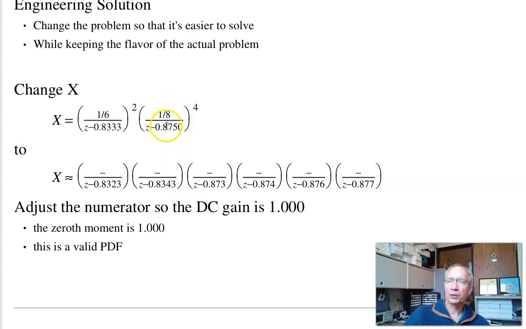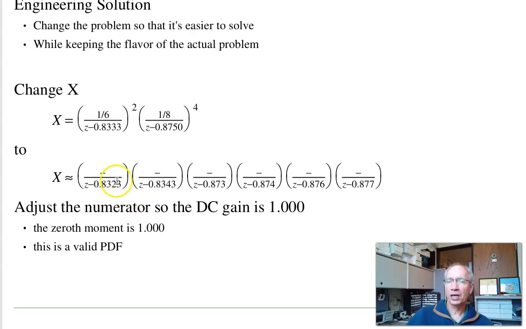Take these 4 roots, make one smaller by 0.002, 0.001, plus 0.002, plus 0.001, something like that. This is almost the same problem. Not exact, but if I change the probabilities to the third decimal point, I'm going to be really hard-pressed telling the difference. That's typically what you do in engineering. Change the problem to make it easier to solve.